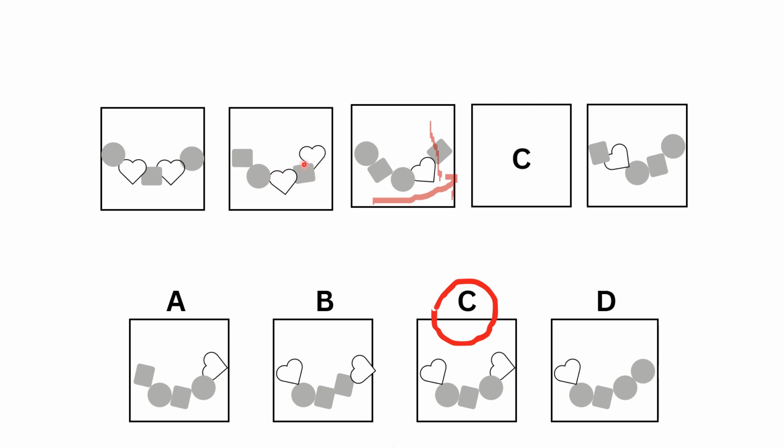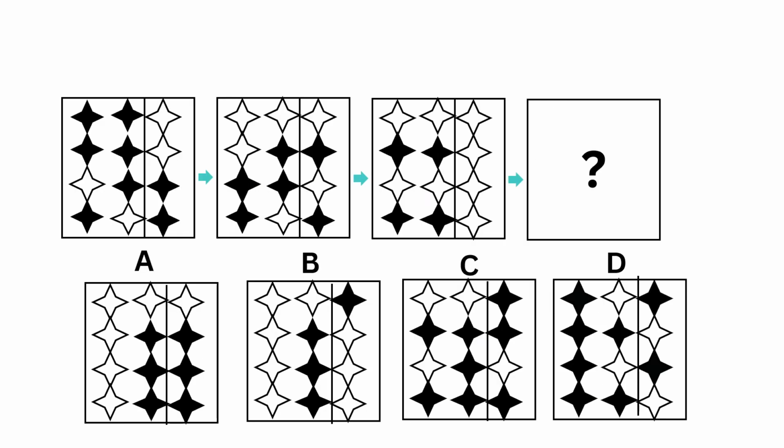Think of the numbers of the shapes you have and the counts of the shapes that you have. This is our last example for this video. As you see, we have 3 columns of stars with different colors of black and white, and then they are randomly in different spots. And then how is this gonna work? How we're gonna find the next one?